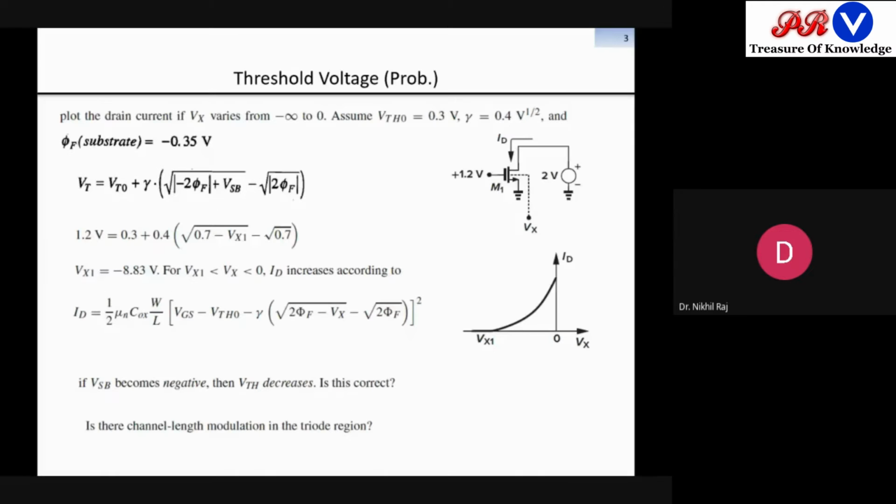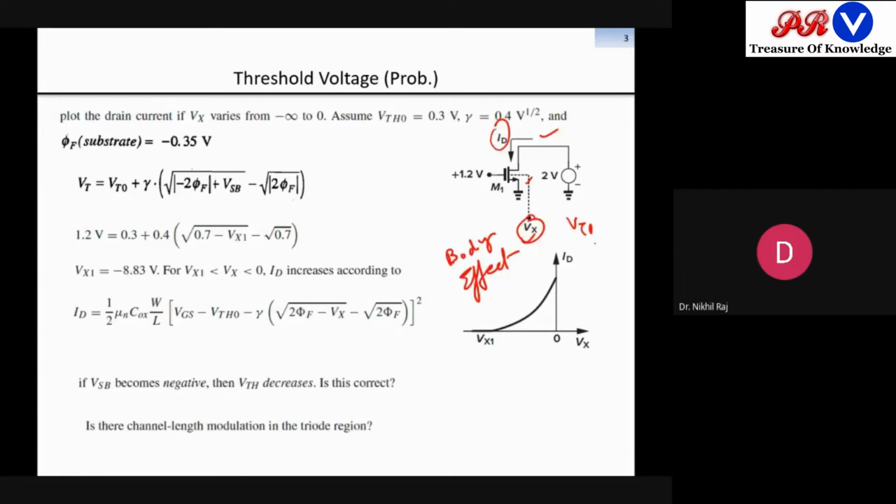So this was a threshold voltage problem where the question was to plot the ID versus Vx characteristic. ID was your drain current and Vx was your body voltage. And since there is a voltage at the body, a parameter called body effect comes into the picture, and due to this, instead of writing Vt naught in the current expression, we are writing the expression of Vt, which takes the form of this expression.